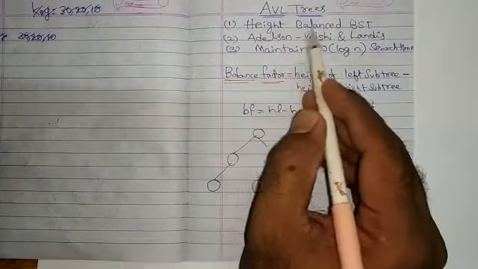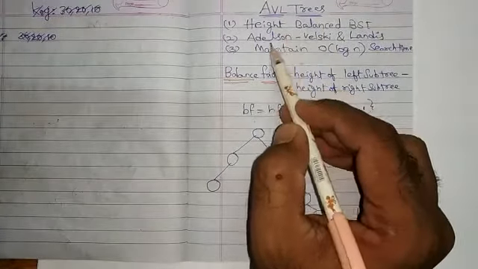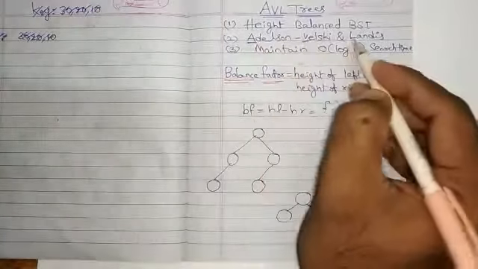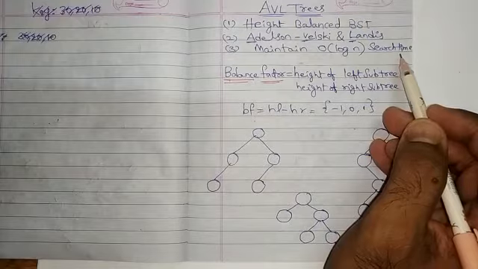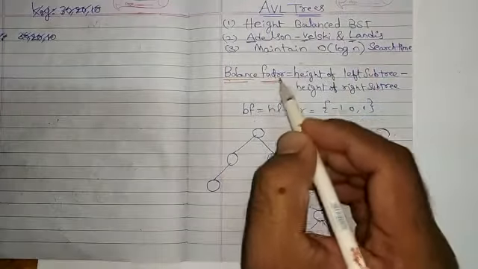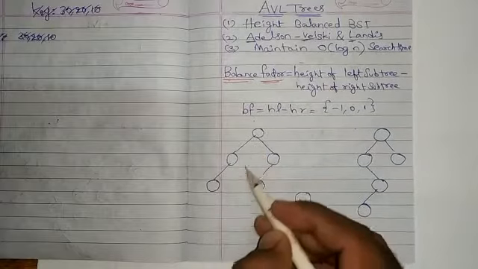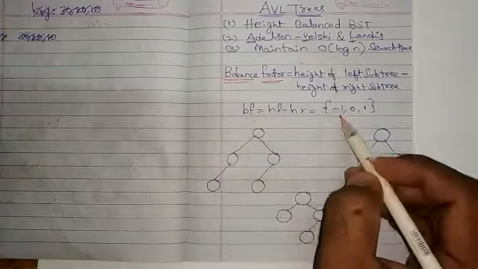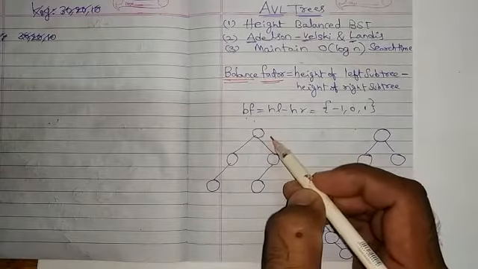AVL tree is also called a height balanced tree. These trees were found by three people, Adelson-Velsky and Landis, so the tree name is AVL, and it maintains big O of log n search time by using the balancing factor. How does it maintain big O of log n search time? By using the balance factor. Balance factor is equal to height of the left subtree minus height of the right subtree. Balancing factor is always either -1, 0 or 1. Then only we can say the tree is balanced.